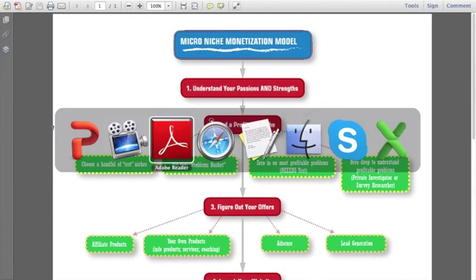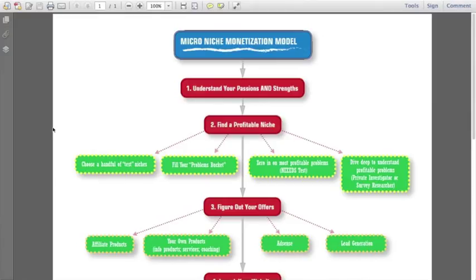Okay, so let's go over to my micro niche monetization model. I think I've sufficiently explained what a micro niche is. What I'm going to do now is go through the model, and you can download this PDF from the blog post below. It's the model that I've used to make quite a bit of money online through my own information products. It's basically my entire marketing system. If you just look at the red bubbles here first, I'll go through those quickly and then I'll take you through the whole model.